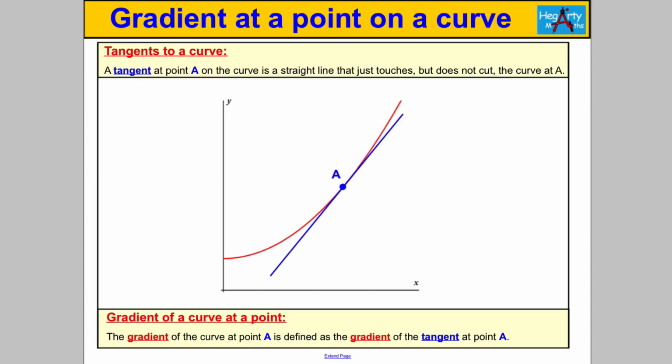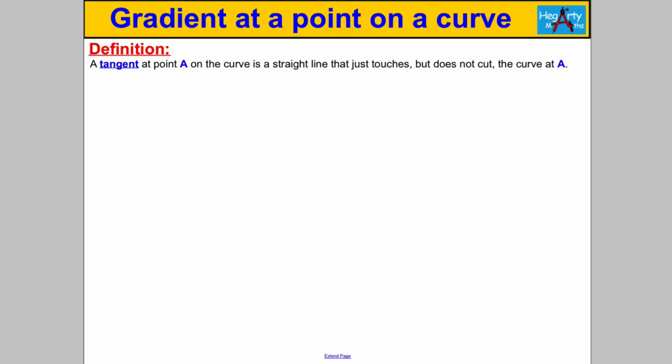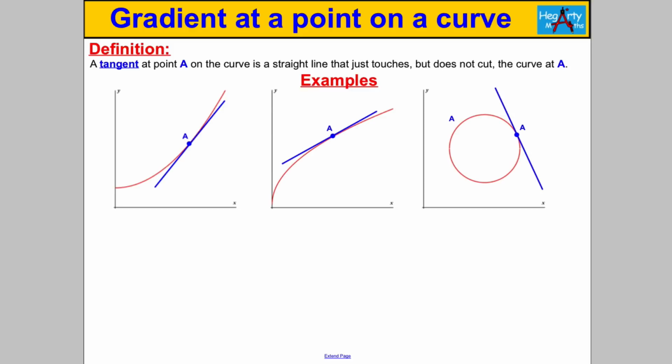And just before we go on, let's go back to the definition of a tangent, to be super clear what it is and what it is not, very importantly. So again, a tangent at a point A on a curve is a straight line that just touches but does not cut the curve at A. Here are some examples of tangents. They're straight lines that touch the point on the curve A.